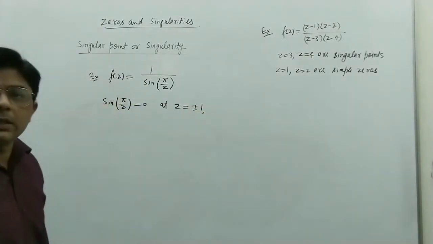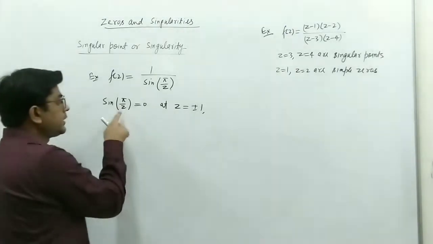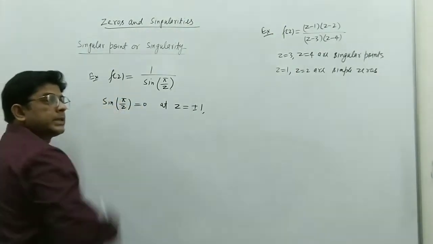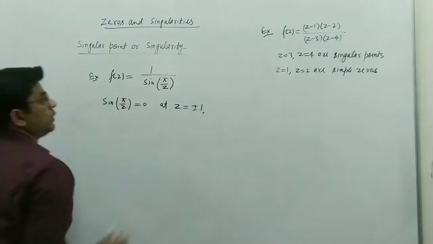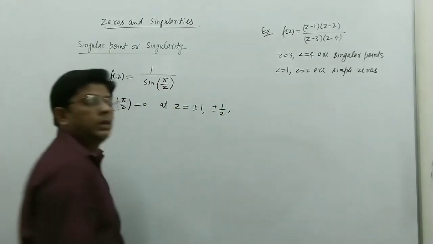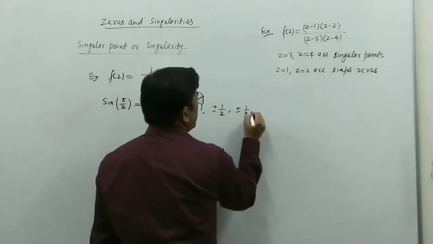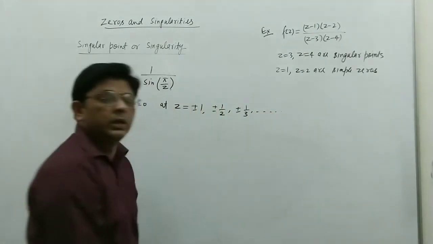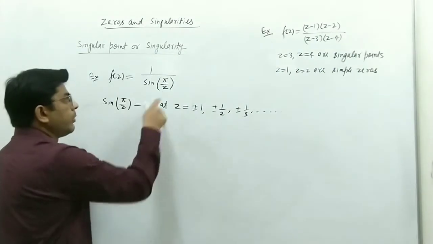Okay. Next, we can put z is equal to 1 by 2. If you put z equal to 1 by 2 here, this will be sin 2π, and sin 2π is also 0. So it means the denominator will be 0. So z equal to ±1/2, and similarly ±1/3, ±1/4 and so on. These all are the values of z at which the denominator is 0.